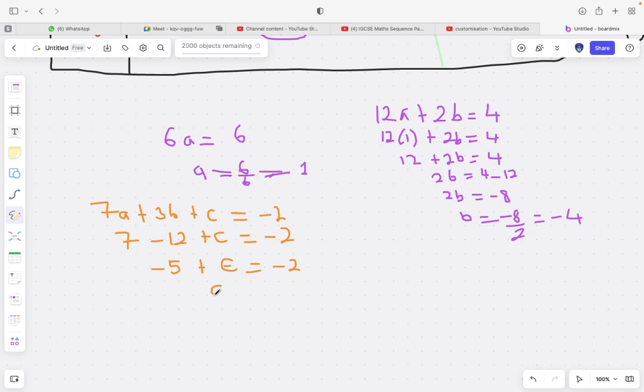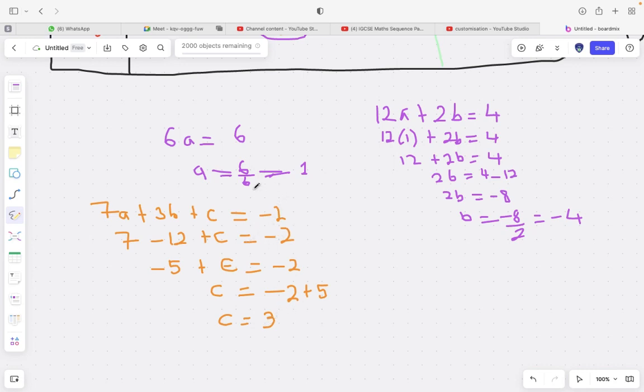So C will be equal to -2. If you move -5 from the left side to the right side, it becomes +5. So -2 plus 5, C will be 3. It's like you're owing someone $2, and your dad gives you $5. If you pay, you still have $3 left. So C is equal to +3. We found C.